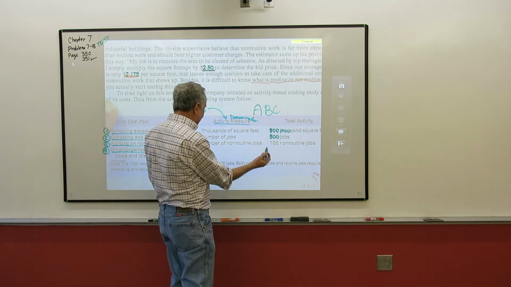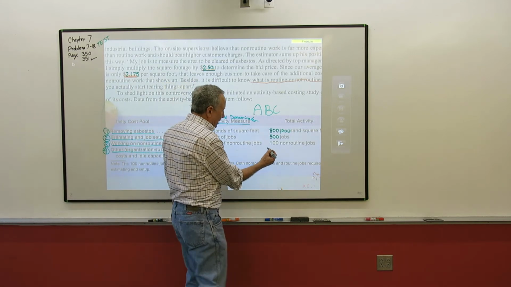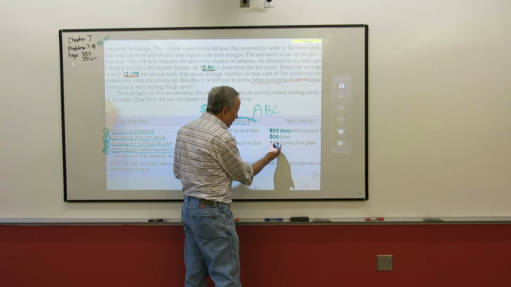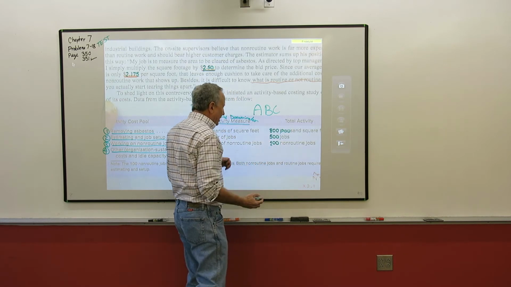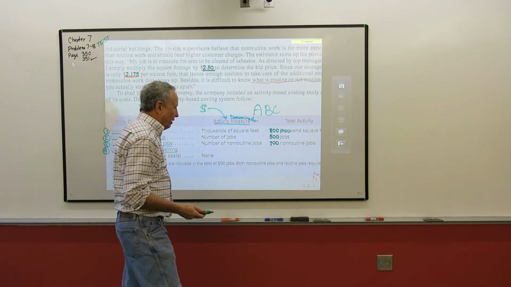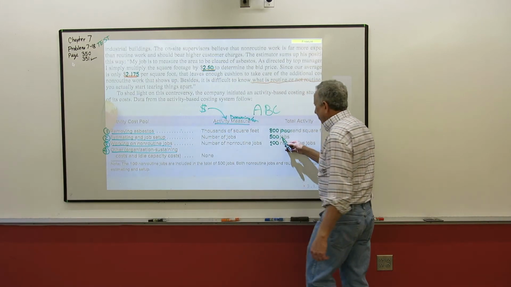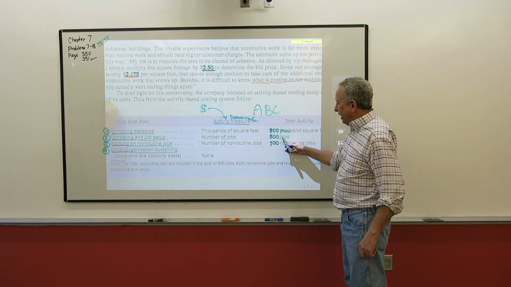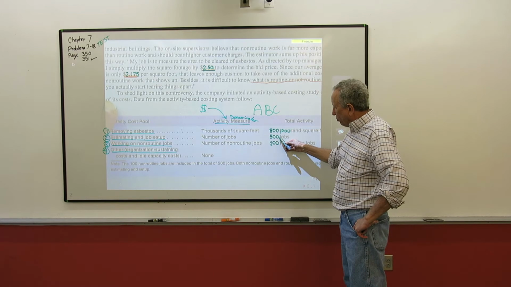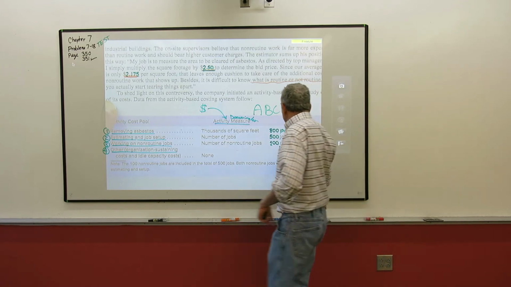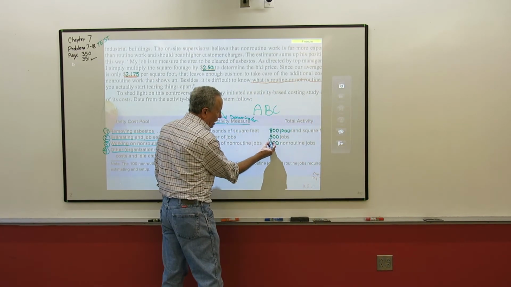Now, I do want you to know I've read this problem in advance. Now, they tell you that there's 100 non-routine jobs. One thing that you have to pick up in here is, I didn't know when I read the problem, well, does the 500 include the 100? And it does. In other words, they have 500 total jobs a year. That means they have 100 non-routine jobs out of the 500.